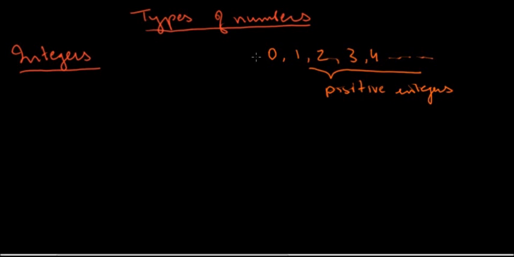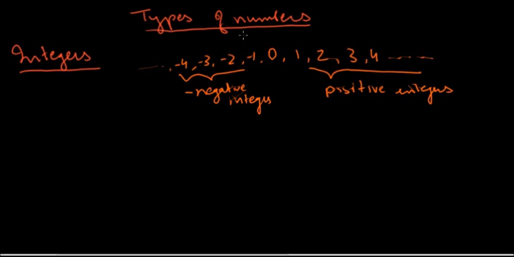And on the left, you'll have negative 1, negative 2, negative 3, negative 4, and so on. So these are your negative integers. And just to keep in mind, 0 is also an integer.